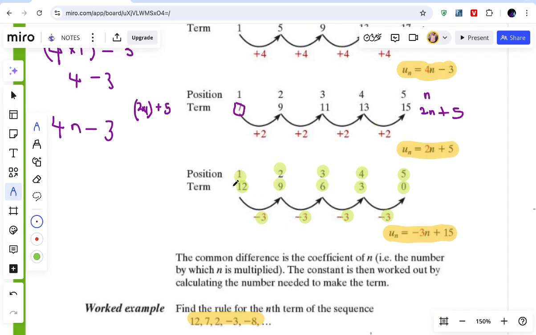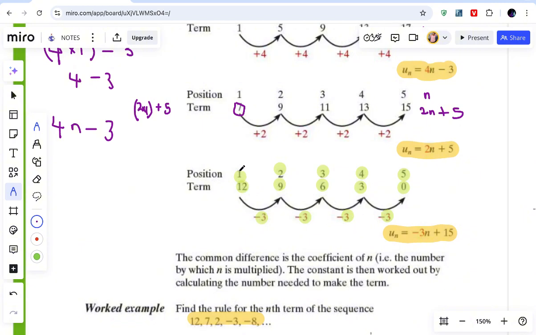Now let's try this one. This is a descending sequence. Any descending sequence, the common difference will be a negative number. You can see this is going down by 3. 12 reduces to 9, 9 reduces to 6, 6 reduces to 3, 3 goes to 0. The next term will be negative 3, then negative 6, then negative 9. So the common difference is negative 3.